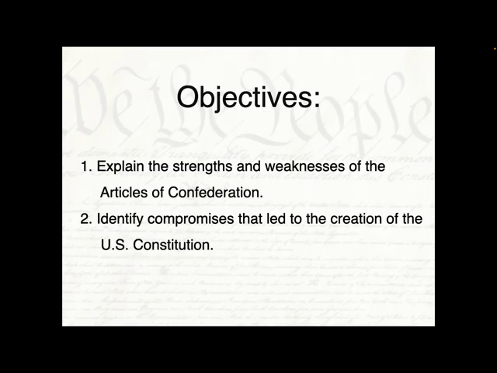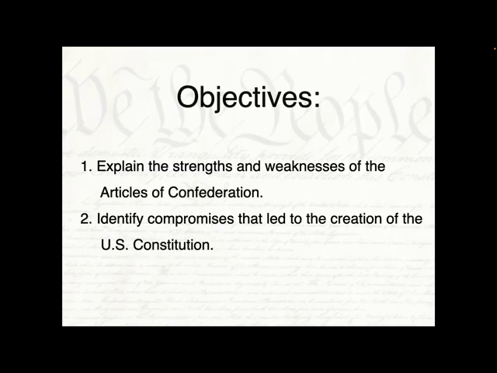We are beginning Unit 2, and with the revolution over, we are now going to look at what sometimes historians call a critical period in our nation's history, the very early years of our nation's history. And I have two objectives there on the screen.